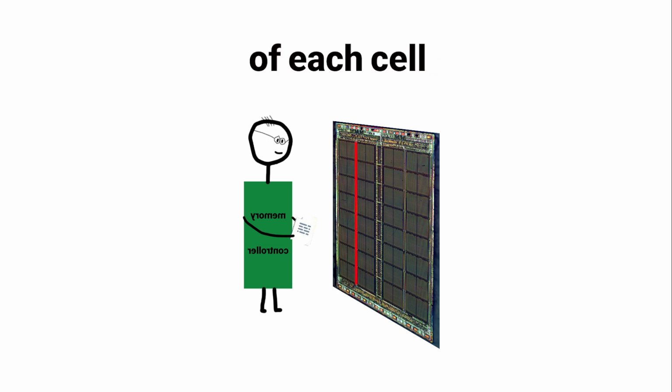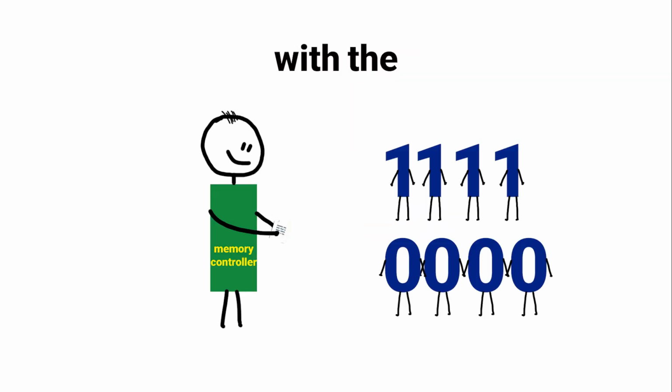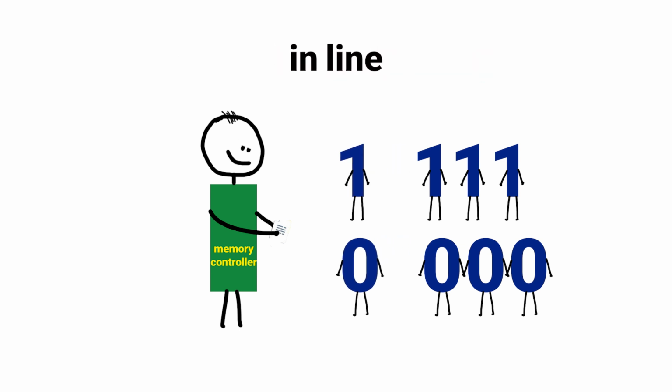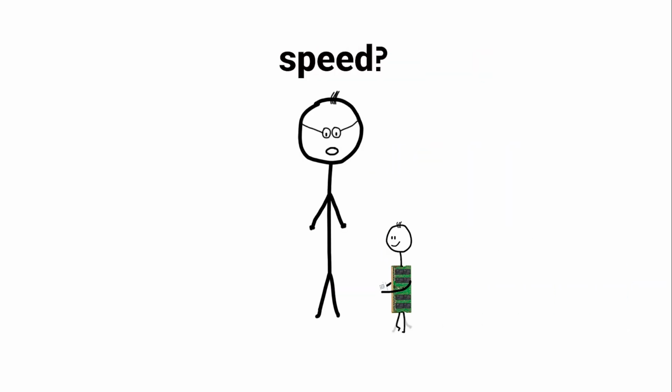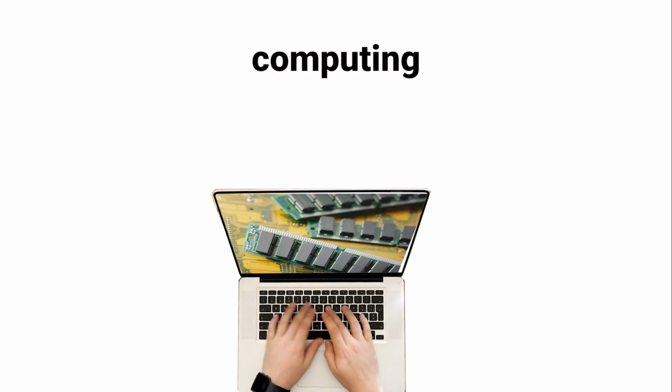To prevent data loss, DRAM needs to be constantly refreshed, with the memory controller periodically reading and rewriting the contents of each cell. It's kinda like a never-ending game of red light, green light, with the memory controller constantly shouting 1 or 0 to keep the data in line. But what about speed? How does DRAM keep up with the lightning-fast demands of modern computing?